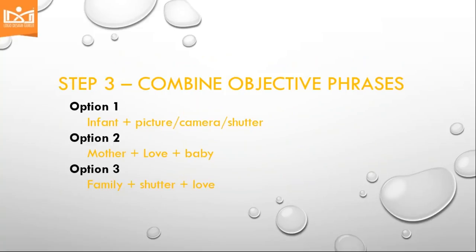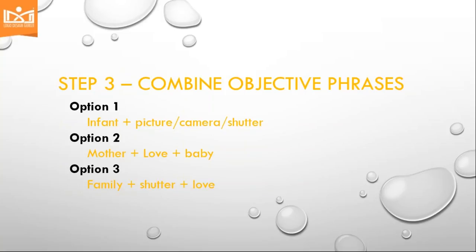Now that I have a group of different objects derived from the keywords, here's the next step. I will make combos. This is a long process for a logo. Get it done two or three times, and by the third time you wouldn't even need to list a lot of things. The next step is infant plus picture, camera, or shutter. Now I'm breaking down the objects and combining them to see what best I can do with those.